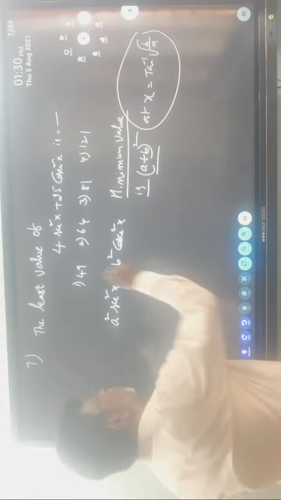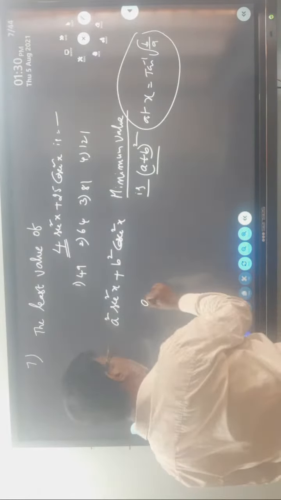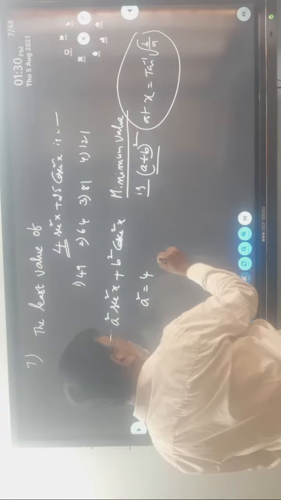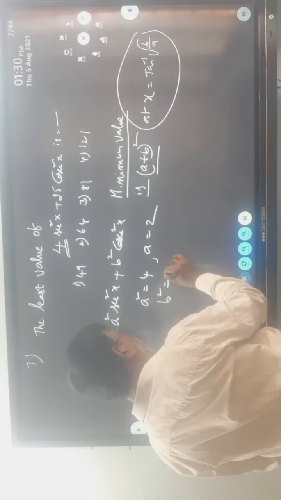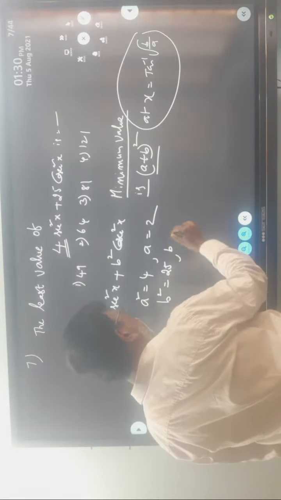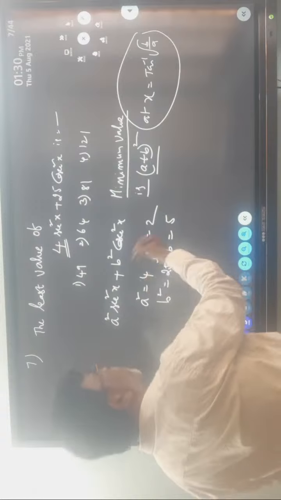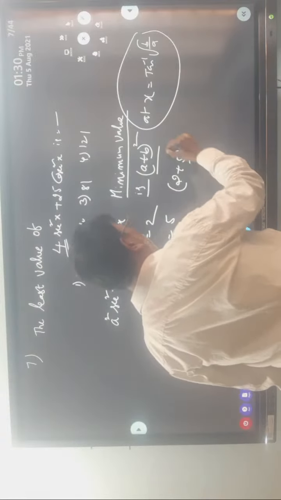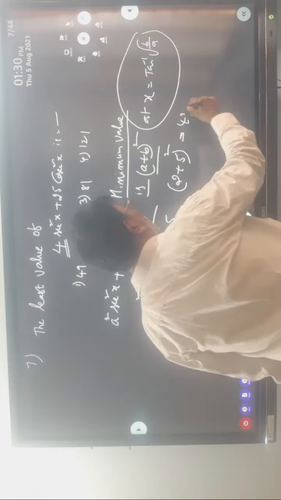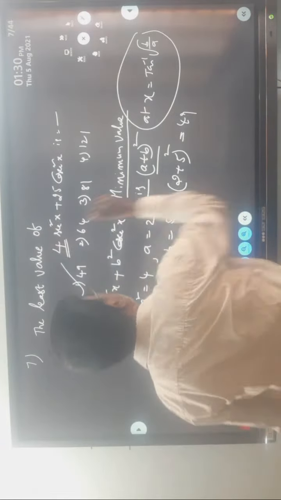What is a? A square is 4, so a is nothing but 2. B square equals 25, so b equals 5. Now a plus b whole square, that is 2 plus 5 whole square, that gives 49. So check the answer, the first option is the correct answer.